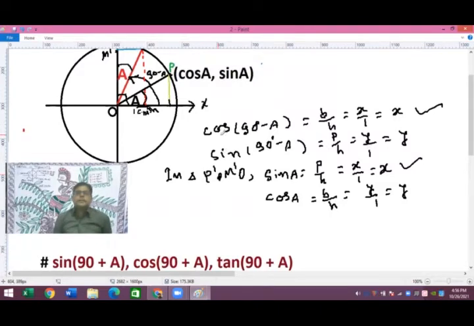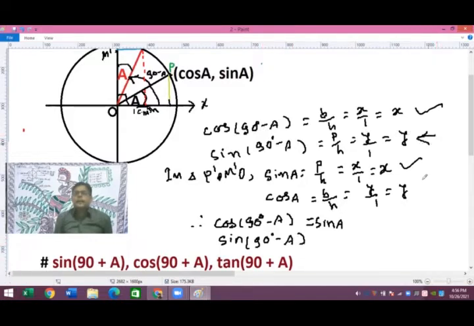So it is found that cos(90° − A) equals x, but x in this case we have found as sin A, so this is sin A. And you can see that sin(90° − A) is y in fact, and here also y has been found as cos A. So now you have to remember that cos(90° − A) equals sin A, and sin(90° − A) equals cos A.